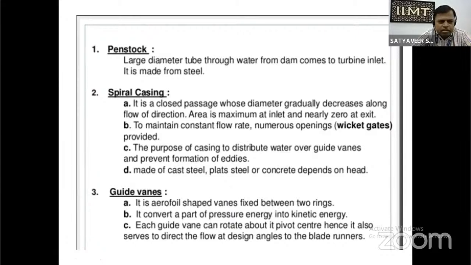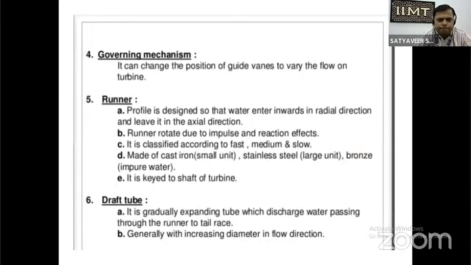Next one is the guide vanes. What are the guide vanes? A guide vane is an airfoil-shaped vane fixed between two rings, and it can convert a part of the pressure energy into kinetic energy. Each guide vane can rotate about its pivot center, and hence it also serves to direct the flow at the design angle to the runner blade.